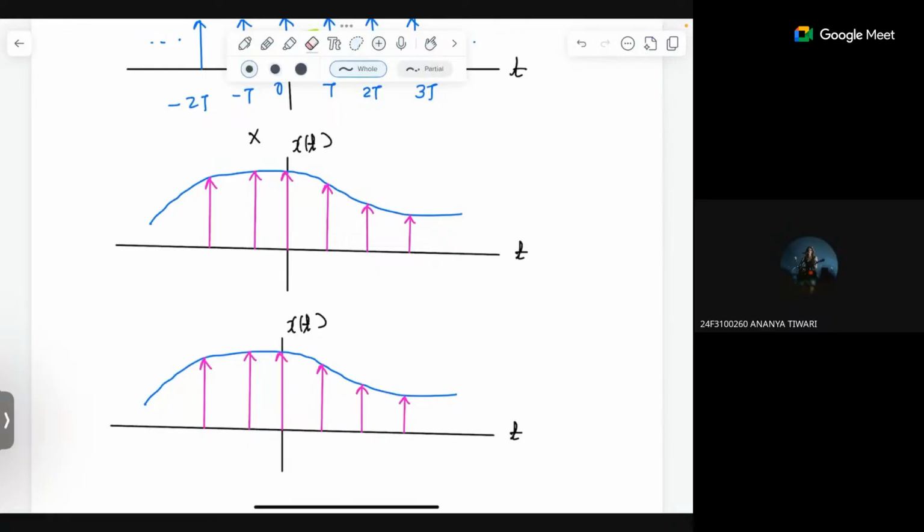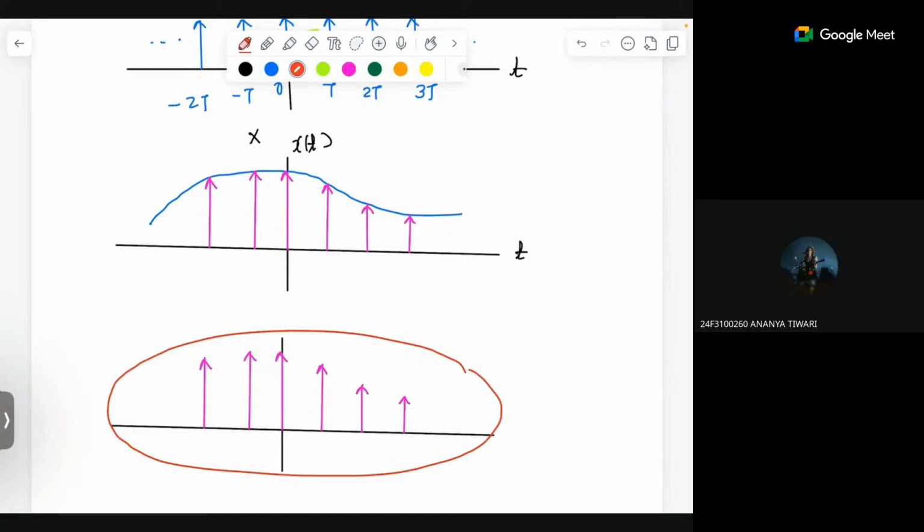So this is how xt will look like. Let us call it maybe x dash. I mean, it will be a discrete signal, not a continuous one. So this is how my sample signal is going to look like. And I want to find the spectrum of this. That is, I want to find how this is going to look in the frequency domain.